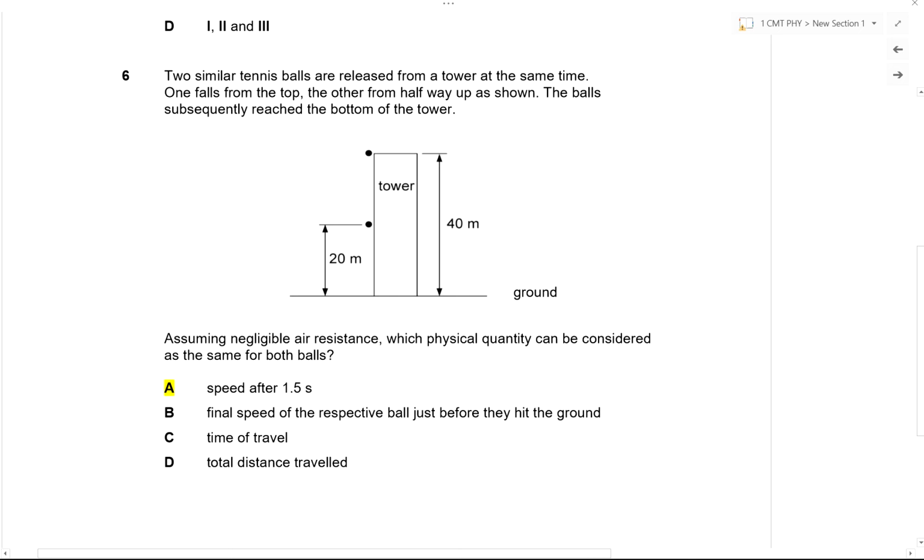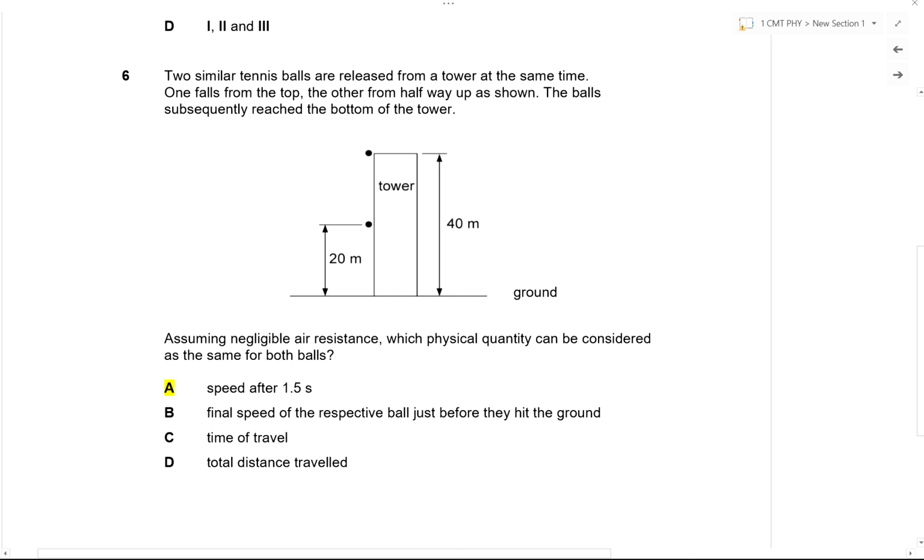Somebody sticks out the hand with a tennis ball. Somebody at level 2 sticks out the hand with a tennis ball. So same tennis ball. And we are going to drop them both at the same time. And of course, both of them will reach the floor at some point in time, right? Which ball will reach first?